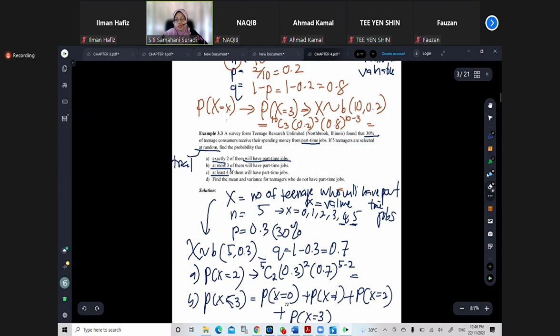From the equations above, you can find the mean. E(X) equals np. Just calculate lah. So it's 5 times 0.3. Sorry, 0.3. So that's the answer lah.